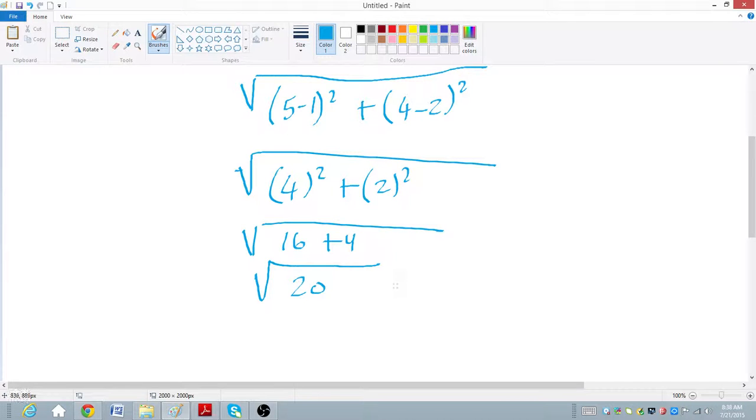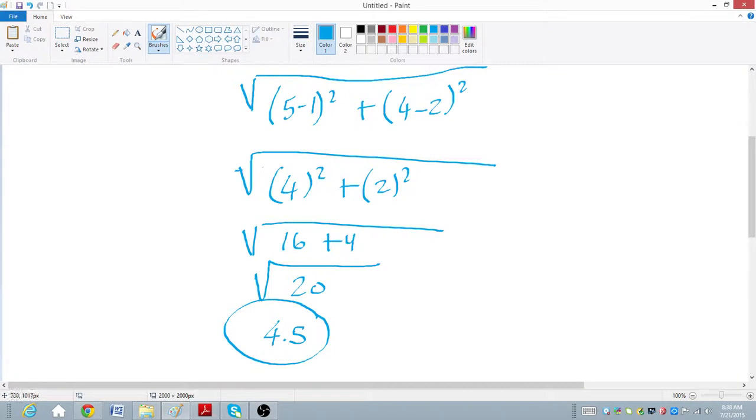Let's simplify this. One way to simplify this, you could use a calculator. Square root of 20, the answer is about, and then you could just round it. So the answer is about 4.5. You could leave it like this. In this case, the instruction says that you want to round to the nearest tenth, so that's why I have the answer like this.